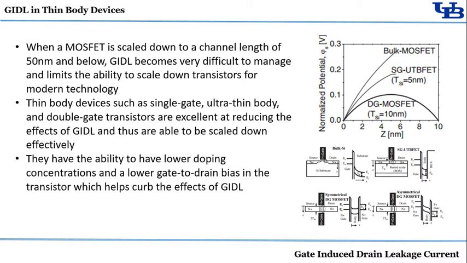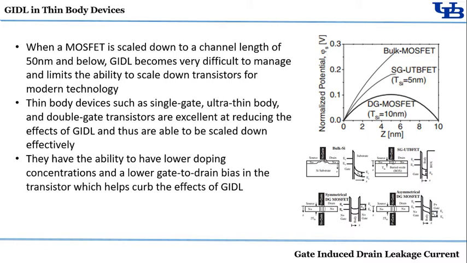GIDL in thin body devices. When a MOSFET is scaled down to a channel length of 50 nanometers and below, GIDL becomes very difficult to manage and limits the ability to scale down transistors for modern technology. Thin body devices such as single gate, ultra thin body, and double gate transistors are excellent at reducing the effects of GIDL and thus are able to be scaled down effectively. They have the ability to have lower doping concentrations and a lower gate-to-drain bias in the transistor, which helps curb the effects of GIDL.